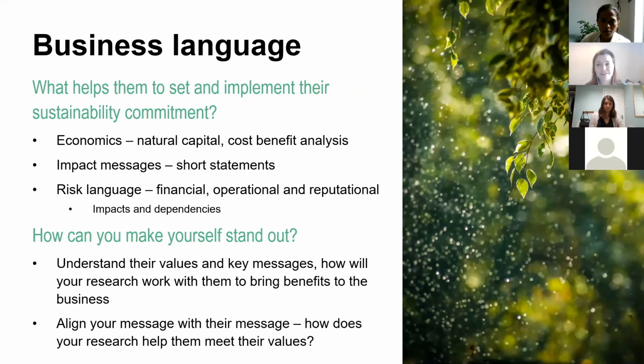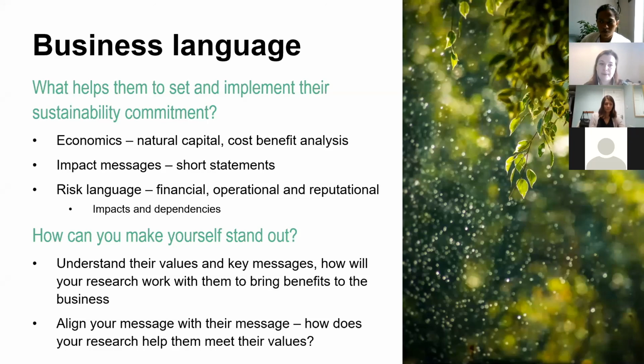That is really hard to do, and there's so much going on at the moment in the biodiversity sphere of trying to value biodiversity in terms that business, particularly financially, can understand, is really going to help them set and implement their commitments, because it puts it into a very business language.